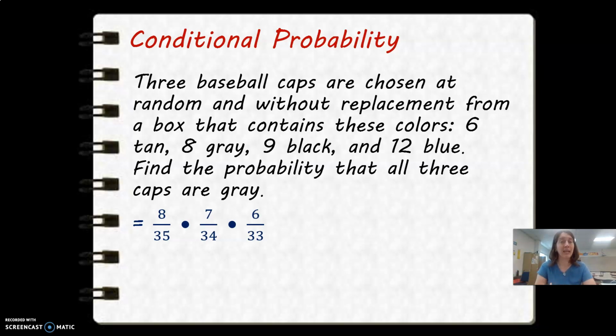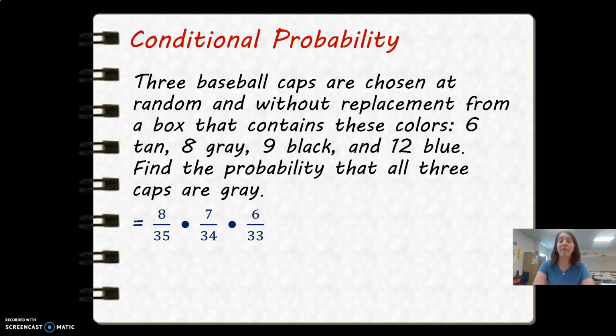Now, notice for the second fraction, I'm down to 7 over 34. Why did the numbers change? Well, because I didn't put something back, I have 1 less to choose from in the question. I originally had 8 gray hats, but I just took 1, so now I'm down to 7. I originally had 35 hats. I've already taken 1 out, so therefore I'm down to 34 in the question. And the same thing is true about that last fraction. I'm down to 6 gray hats out of a total of 33 hats that I have in this question.